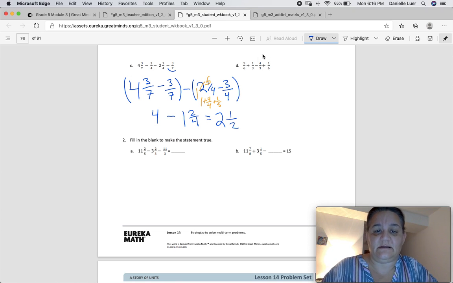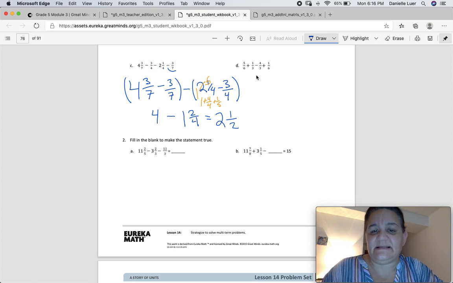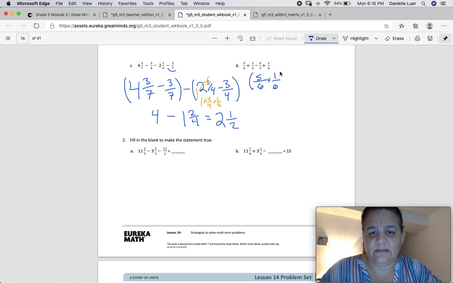Next one. Okay. This one I practiced by myself for a minute because it tricked me for a second, but now I think I've got it. So, and it's okay if things take you a minute. 5/6 plus 1/6. I'm going to do that first. Then I'm going to add 1/3. Then I want to put a big parentheses around this. And then I'm going to subtract 4/3 from what I've got.